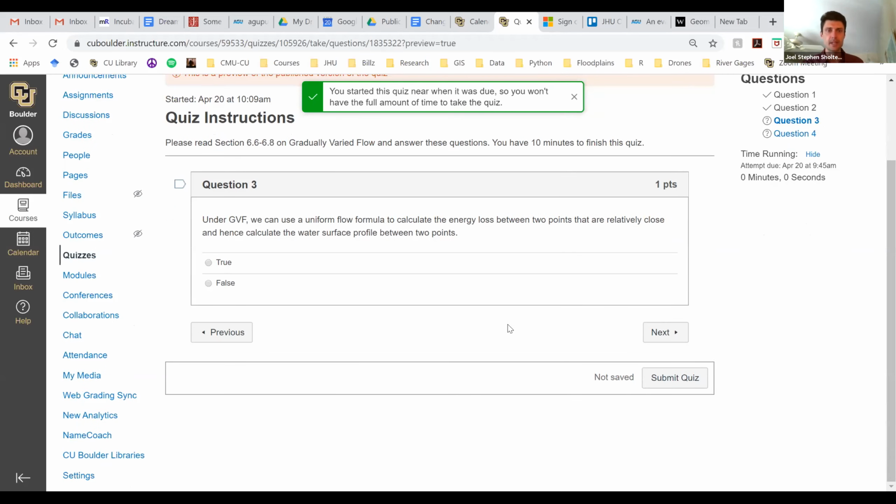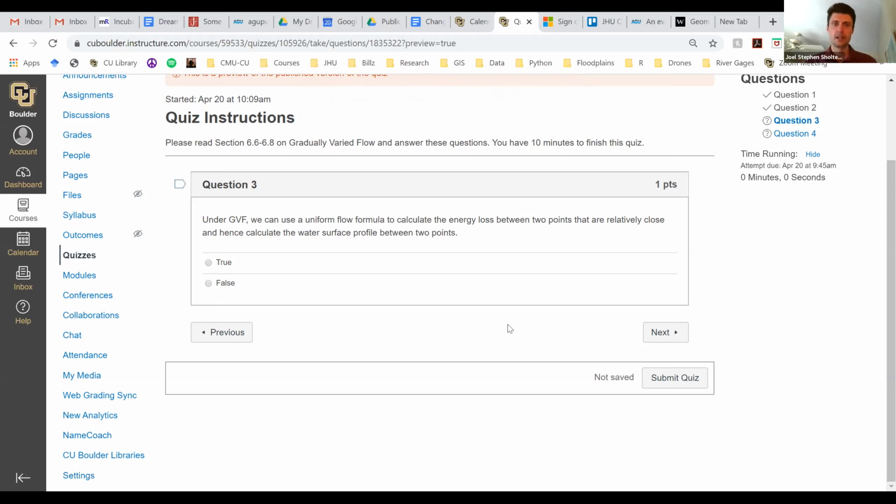Under gradually varied flow, we can use a uniform flow formula to calculate the energy loss between 2 points that are relatively close. And hence we can calculate the water surface profile between those 2 points. This is a little bit trickier, but yes. So we actually, and we'll do that for the last part of this, use the Manning's equation to calculate the friction losses between 2 points. And we can use those friction losses then to say what would the change in water surface elevation be between those 2 points. So we actually can get a kind of a curvy type of profile.